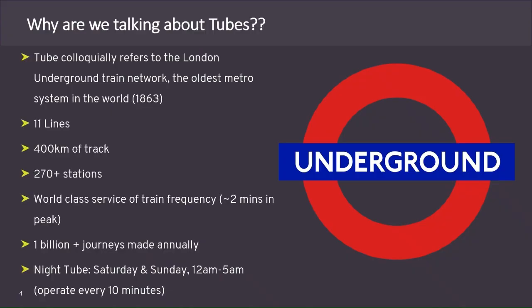So what is the tube? If you're wondering, the tube is a colloquial term that refers to the London Underground train network, which is actually the oldest metro system in the world. It has 11 lines over 400 kilometers of track. It says 270 stations, though I reckon it's far more than that. But anyway, it's a world-class service that, unless you're getting it at a very bizarre time, you pretty much don't need a schedule for. There's over 1 billion journeys made, and the night tube, which is what I'm referring to, is basically the overnight service that runs on Friday and Saturday nights.